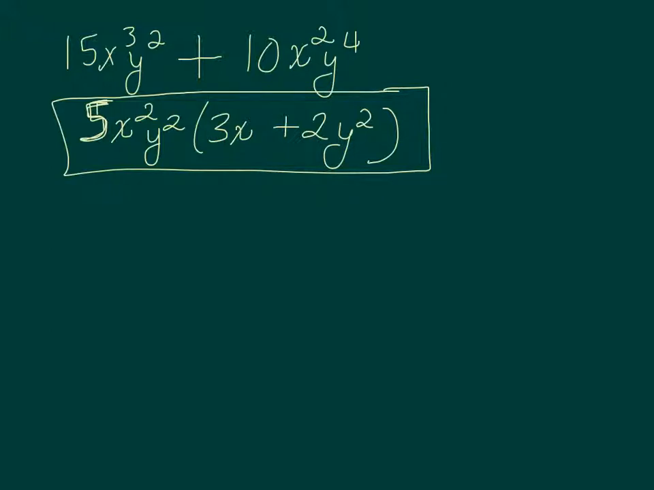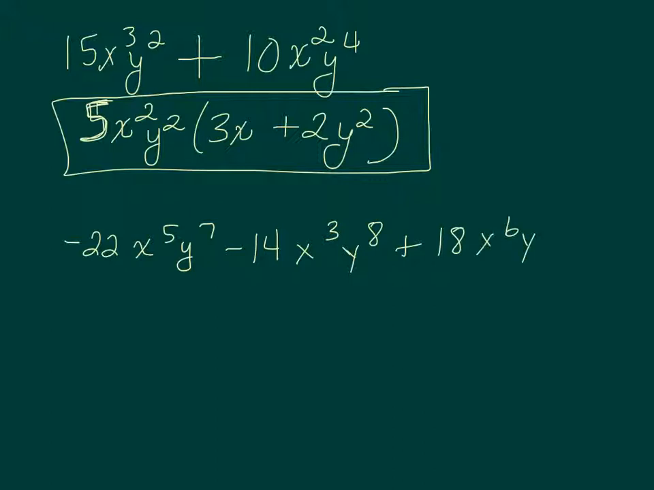That's factoring. Alright, let's look at another example. Let's look at negative 22 x to the 5th y to the 7th minus 14 x to the 3rd y to the 8th plus 18 x to the 6th y to the 4th.